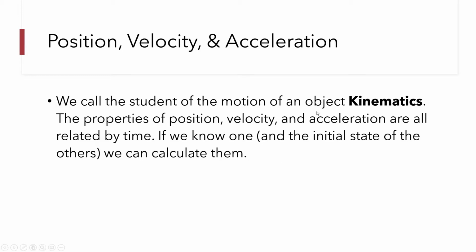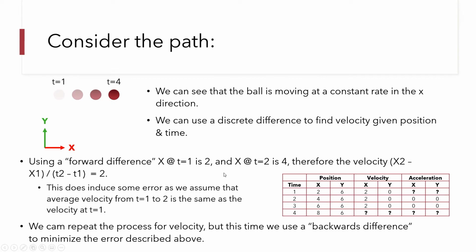So we have the kinematics just measuring the position, velocity, and acceleration, right? And all of these are related to each other by time. So velocity is the derivative of position, and acceleration is the derivative of velocity. So if we only know acceleration, we have to know what the initial velocity and the initial position are. So if we know one of them and we know the initial state of the rest of them, we can calculate the other quantities. So this can be expressed in a couple different examples here.